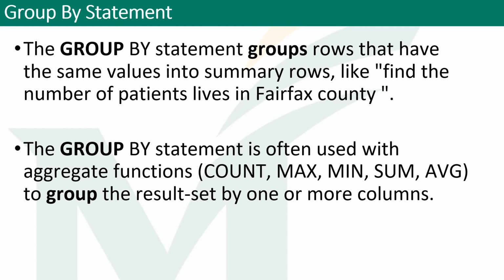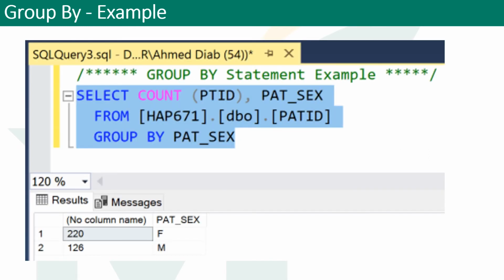The group by clause groups records in summary rows. It retains one record for each group. Here is an example of group by statement in SQL Server. Referring to our database HAP671, we have grouped the patient ID according to their gender.